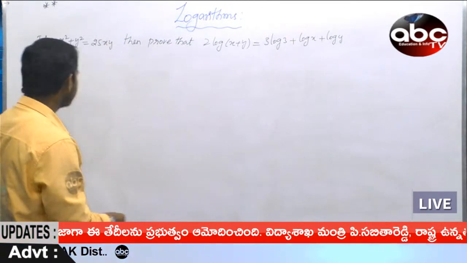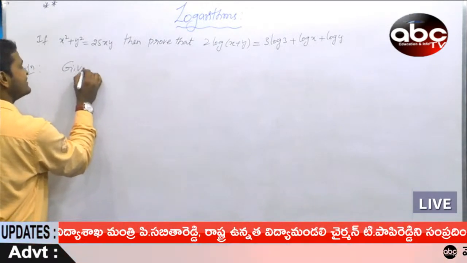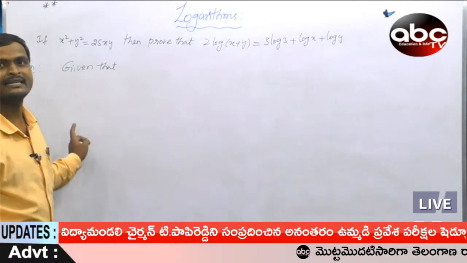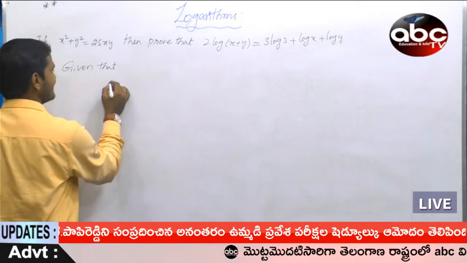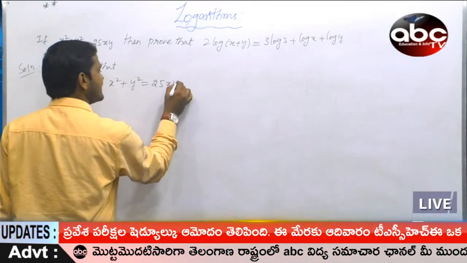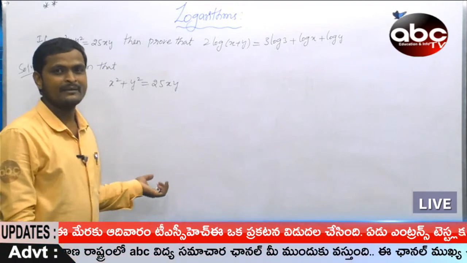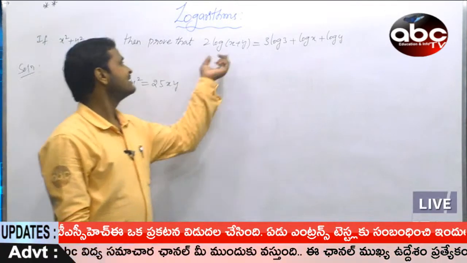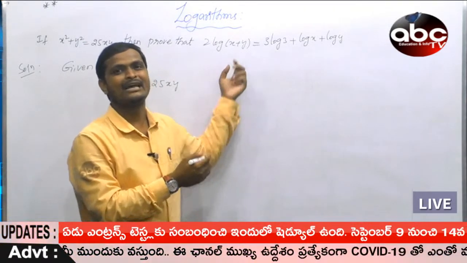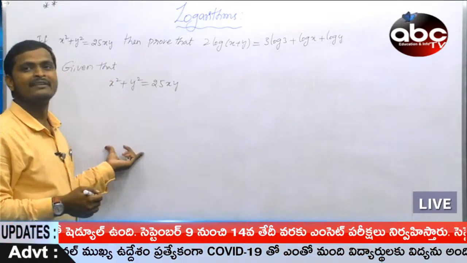See here and observe carefully. First, given that, what is the condition here? Take x square plus y square is equal to 25xy. Then just here we use a simple trick, and how to prove this. Here two terms are there, LHS and RHS. Then how to get LHS and RHS and how to prove this type of problem, we will see in the next class.